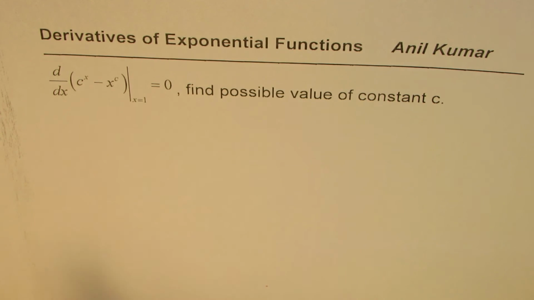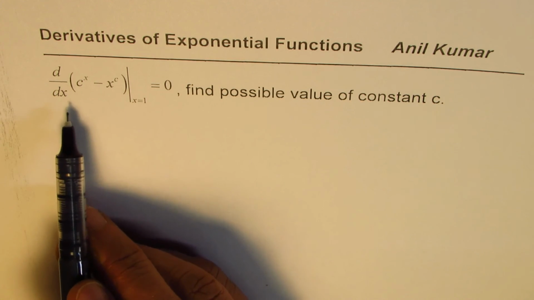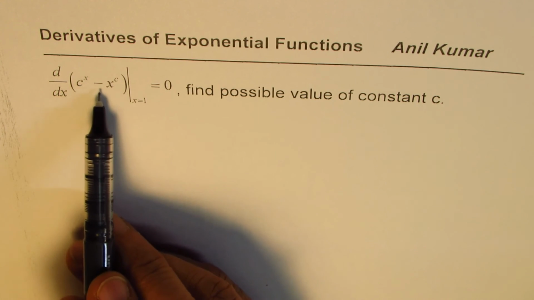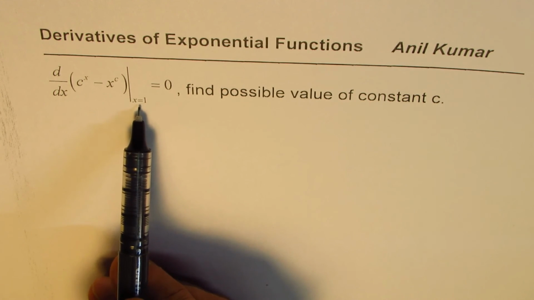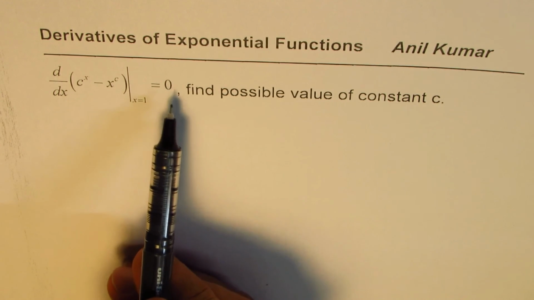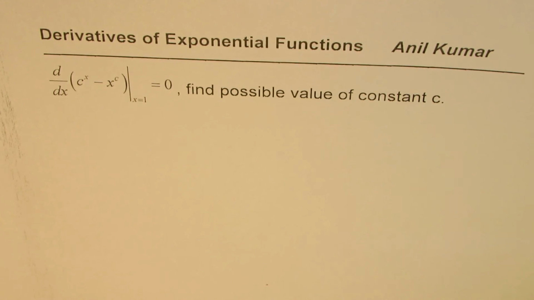One of these questions is that the derivative d/dx of c to the power of x minus x to the power of c, when x is equal to 1, is equal to 0. Find the possible value of the constant c. Right? This is the first question which we'll consider.